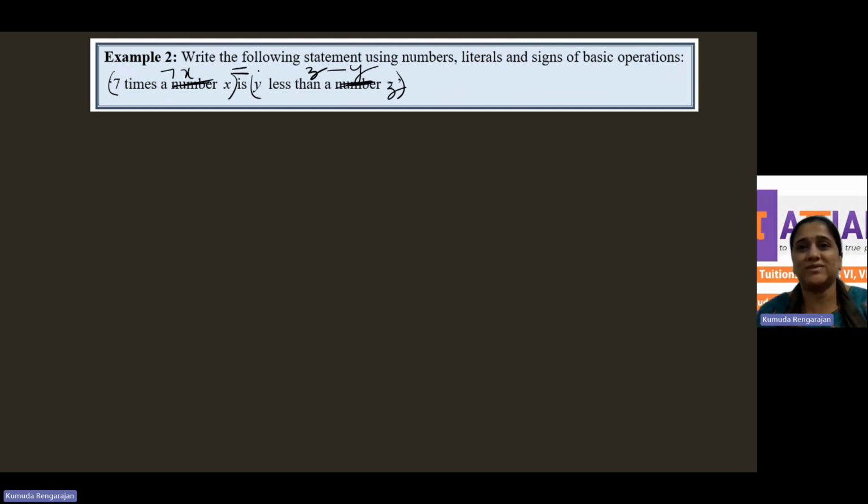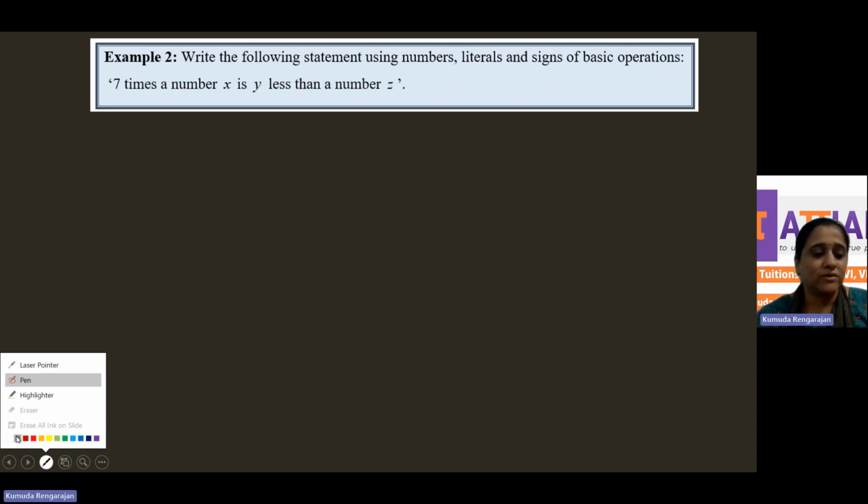Why? Because there's an equal to sign. It's an algebraic equation. Yes or no? Expression. Yeah, that is an expression. Very good. So I'll tell you, a very good question, Tanya.